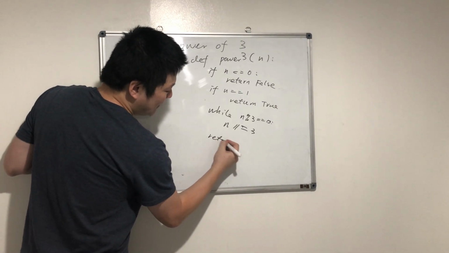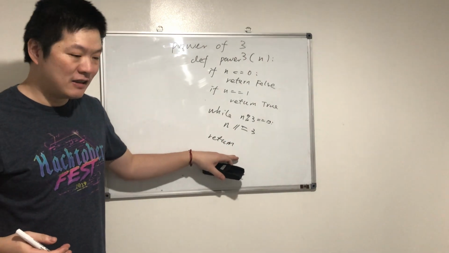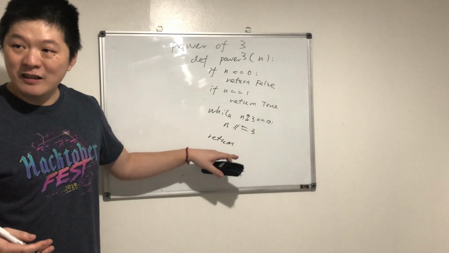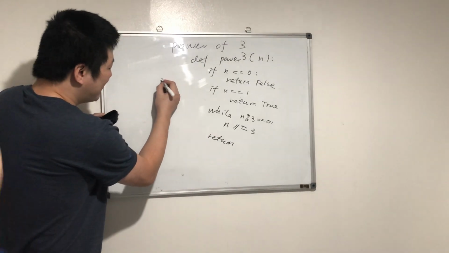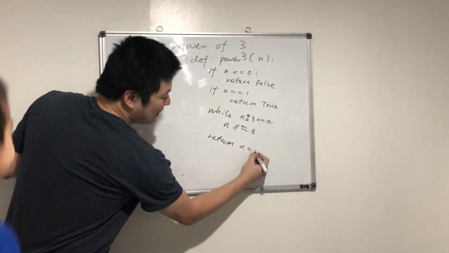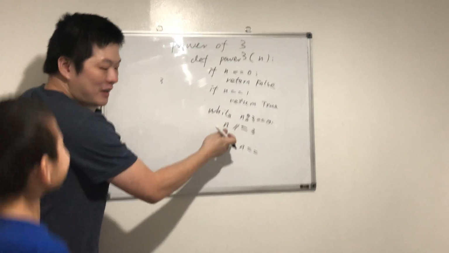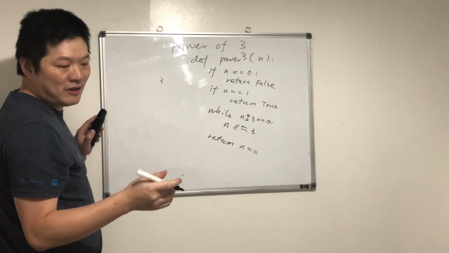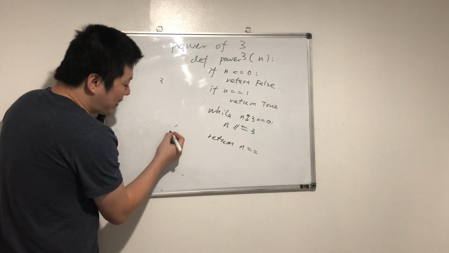Then return what? Return 2. No, like before, what do you return? n equals 3, false! n equals what? n equals 3. No. 1, 2, 3, 4, 5, 6, 7, 8, 9, 10. n equals what? You divide it by 3 until you get what?